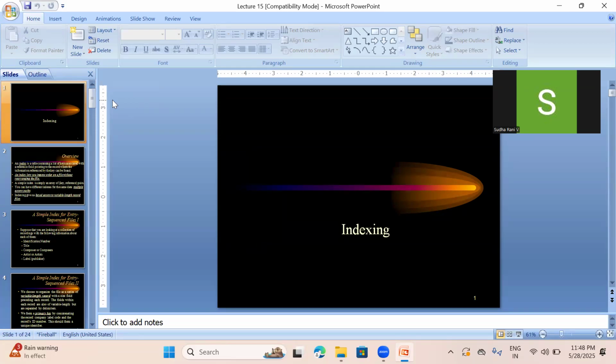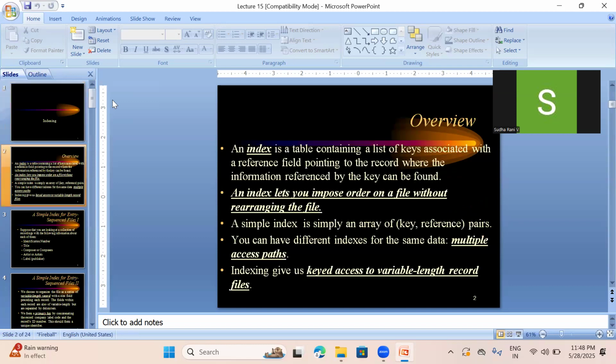Let's move to the next topic, indexing. An index is a table containing a list of keys associated with reference fields pointing to the record where the information referred to by the key can be found. An index lets you impose order on a file without rearranging the file.